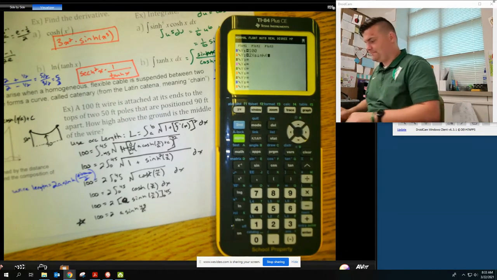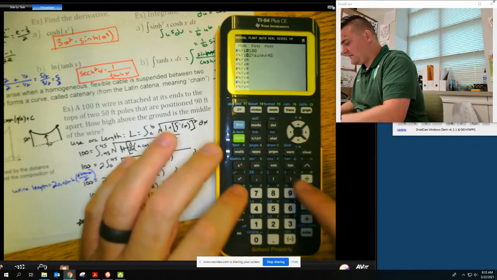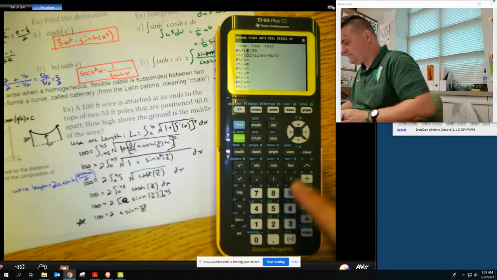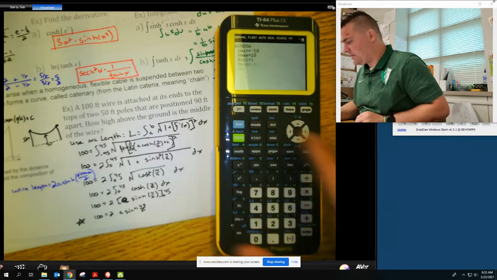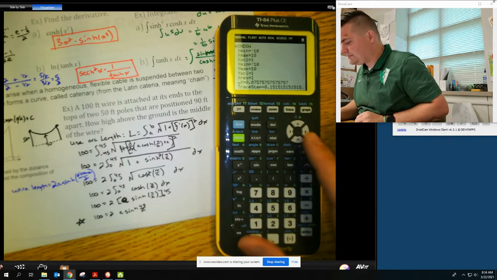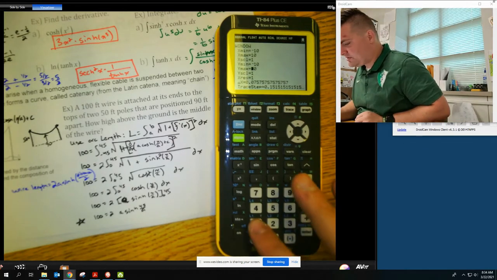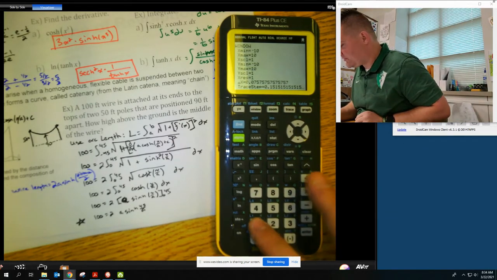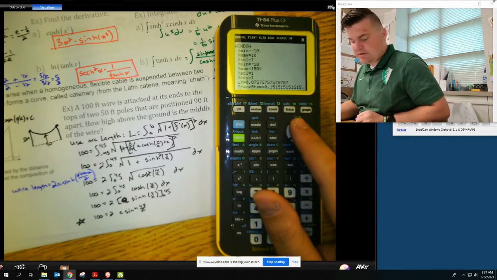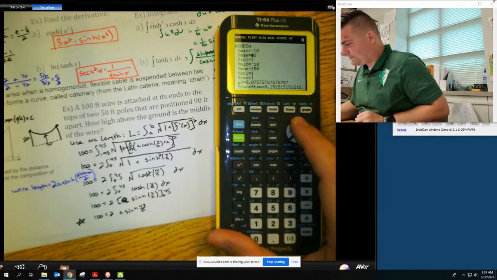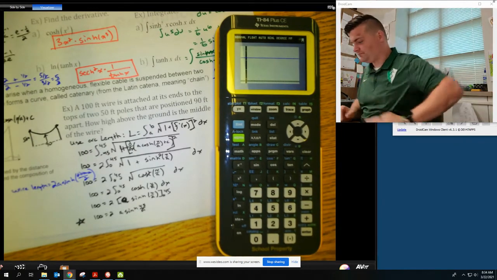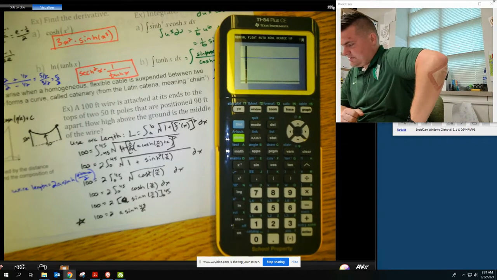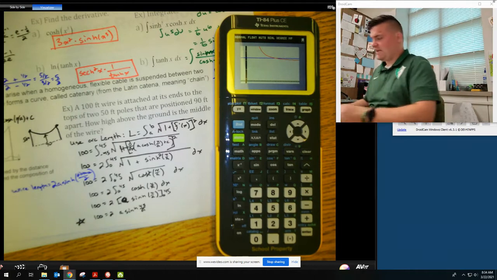So sinh of 45 over x, and then the window here, I know it needs to go at least up to 100, so let's go like 150, and then let's just go out to 100 here as well. You can kind of see it. There it is. Okay. So we're going to find my A value this way.